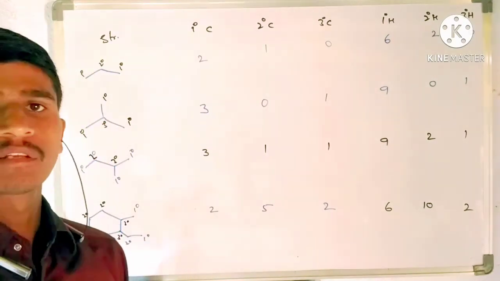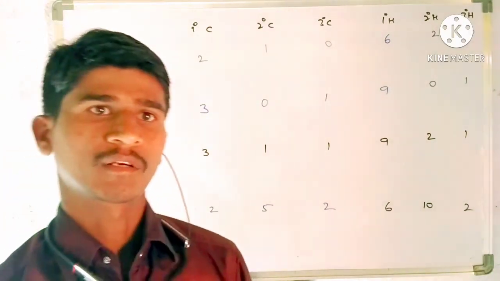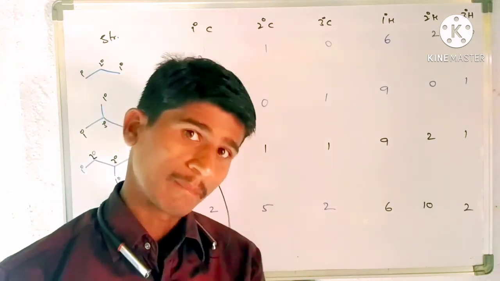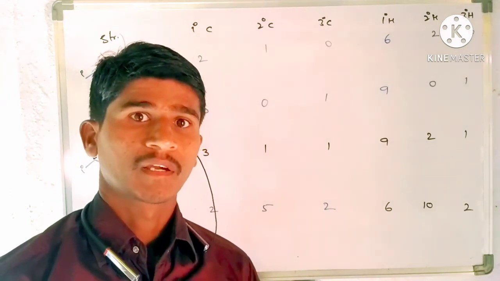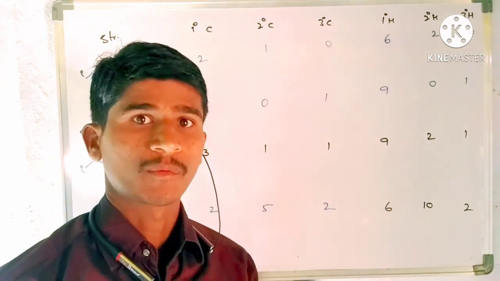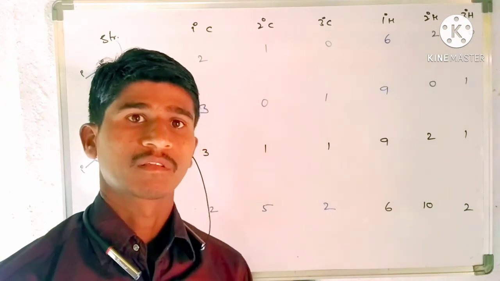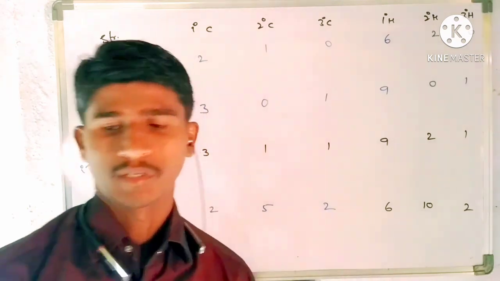Based on that, I will give some examples. For those, you have to calculate whether it is a primary alcohol, secondary alcohol, primary alkyl halide, secondary alkyl halide, primary amine or secondary amine, and how many primary hydrogens, secondary hydrogens, primary carbons and secondary carbons there are. All of that you have to calculate.